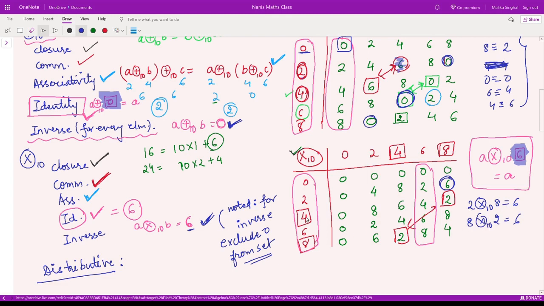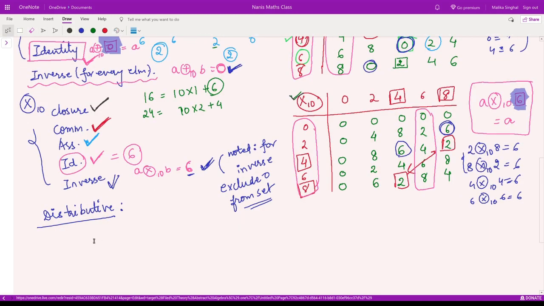Then for 4 I have the inverse as 4. So 4 multiplication modulo 10, 4 would give me 6, and 6 multiplication modulo 10, 6 would give me 6. So 4 is the inverse of itself, 6 is the inverse of itself, they are the inverses of each other. So the inverse also exists for each of these. So these properties are satisfied.